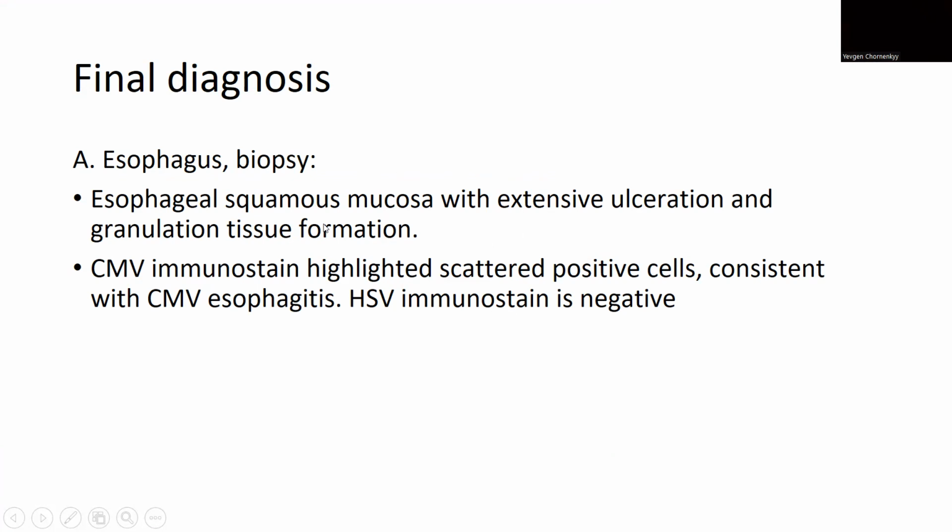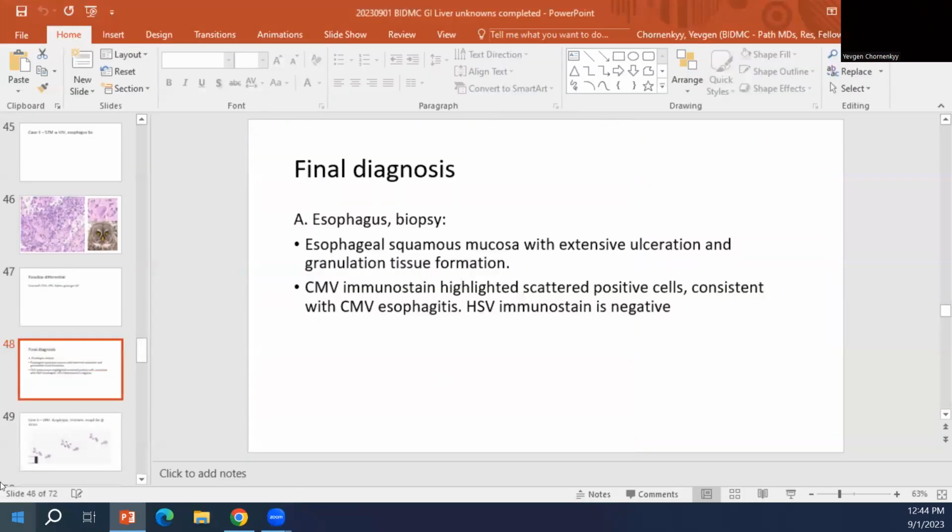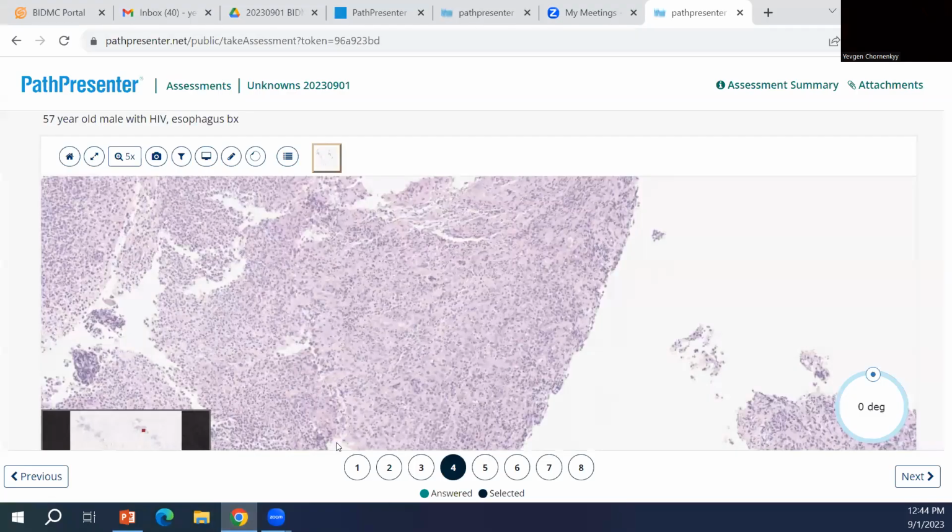But the epithelium doesn't look strictly reactive. I mean, there is tons of atypia. Yeah. Is there something else going on there? I mean, HIV patients do get squamous cell carcinoma of the esophagus.